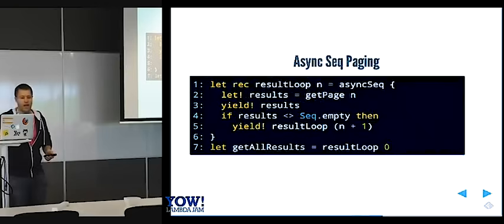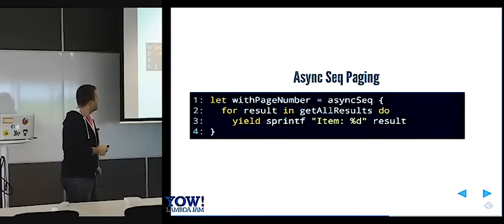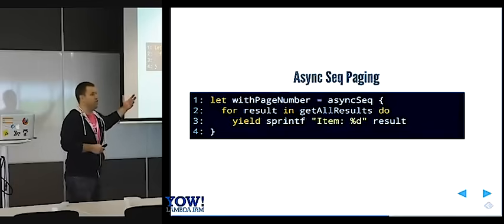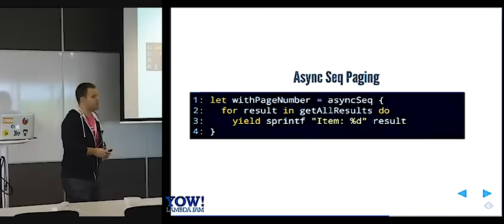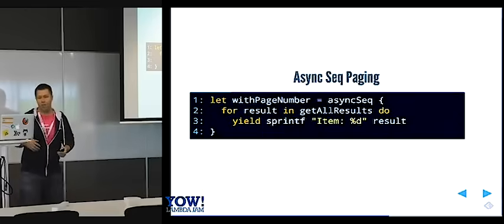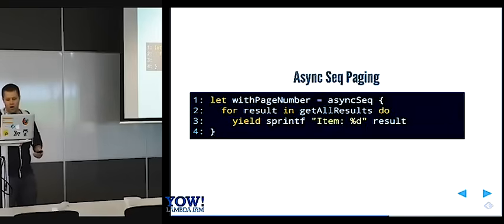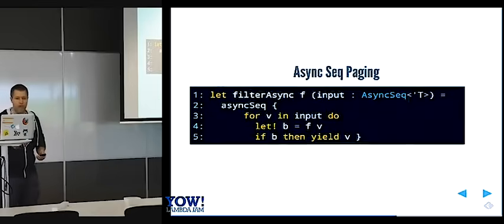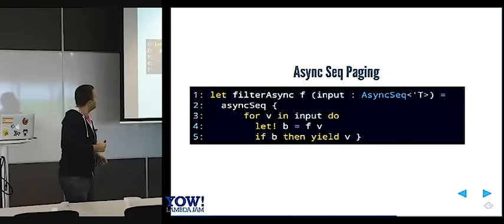And because that underlying data structure is quite composable, I can then use get all results from the previous slide and do things like loop over those results and transform them into, say, a string, as I've done there. So I'm able to compose these things together without losing any of the laziness or the asynchrony of the code. And we can also then build higher level functions in terms of our async seq computation expression.